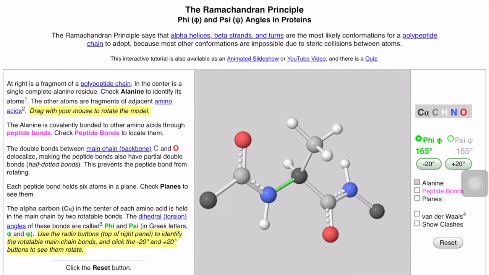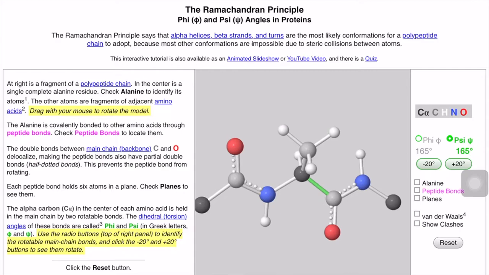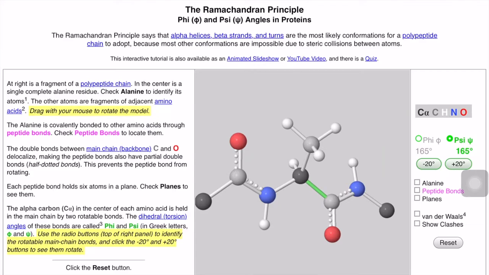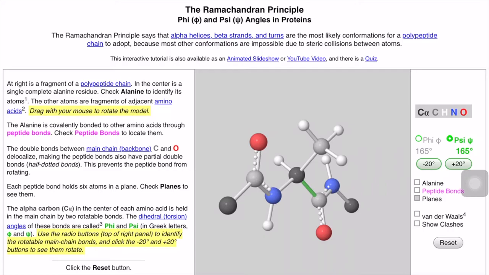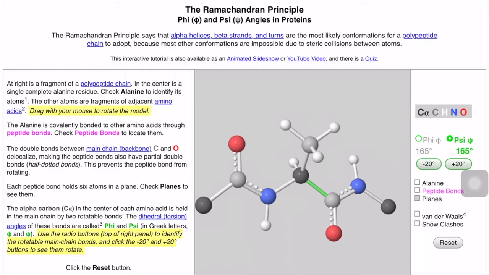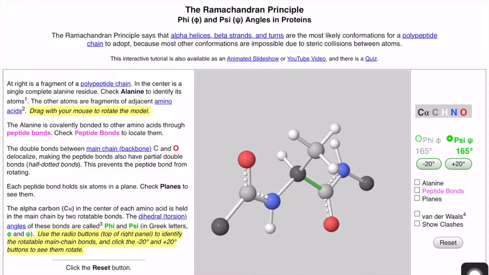Rotation around the bond in green is the phi dihedral angle. Rotation around that other bond in green is the psi dihedral angle. And this animation allows us to rotate about these bonds to change the dihedral angles and see what it does to the structure of the amino acid.